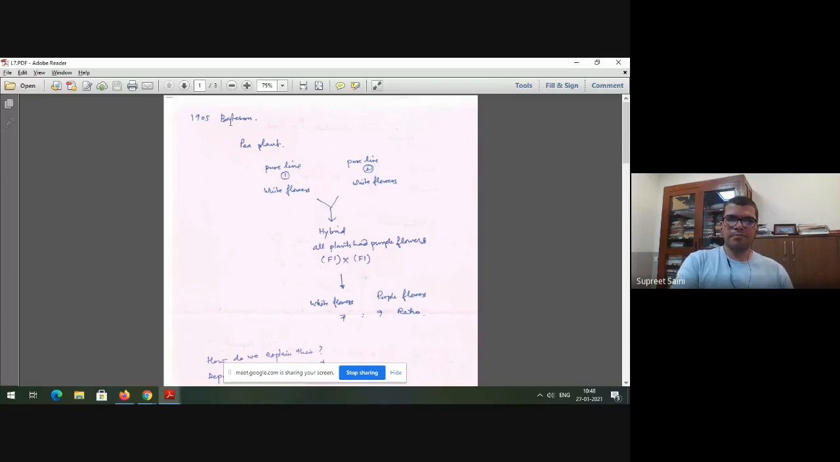In 1905, Bateson did pea plant experiments. Bateson is the guy who was the Mendelian in the debate. Pure line 1 always gives white flowers. Pure line 2 always gives white flowers. So far so good. You mate them, you create hybrids. All plants had purple flowers. You mate the hybrids, and you get white to purple in the ratio 7:9. How do we explain this?